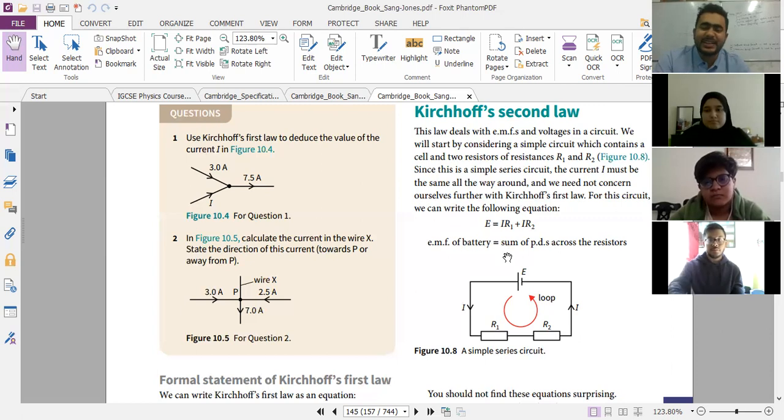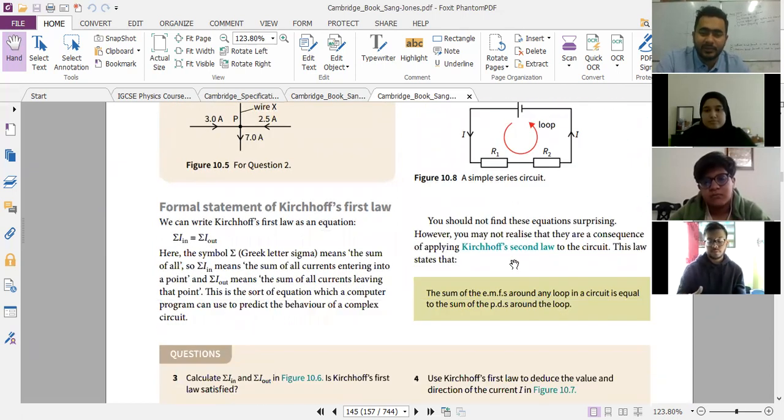Okay, ঠিক আছে. This is actually Kirchhoff's second law. বলতেছে you should not find this equation surprising. However, you may not realize that they are a consequence of applying Kirchhoff's second law to the circuit. This law states that the sum of the EMFs around any loop in a circuit is equal to the sum of the PDs around the loop.